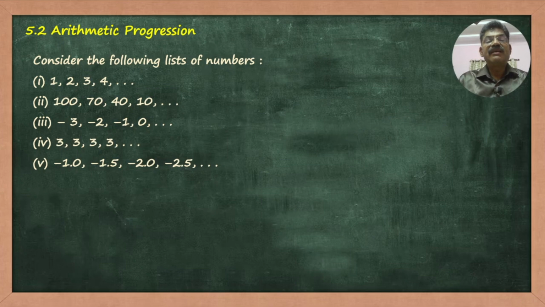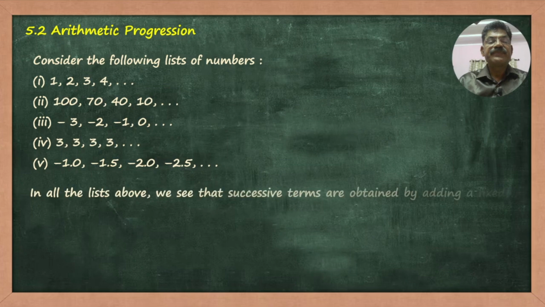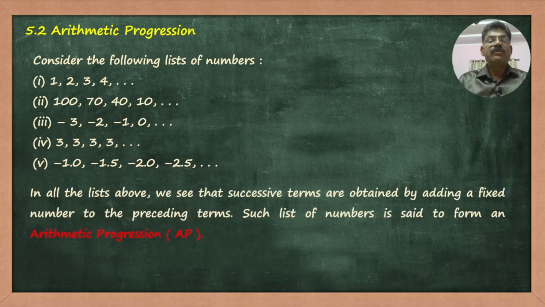Now look at all the sequences of numbers carefully, and you can understand the pattern followed by all these sequences. In all the lists above, we see that successive terms are obtained by adding a fixed number to the preceding terms. Remember that the fixed number can be positive or negative or even zero. Such a list of numbers is said to form an arithmetic progression. Each of the numbers in the list is called a term.